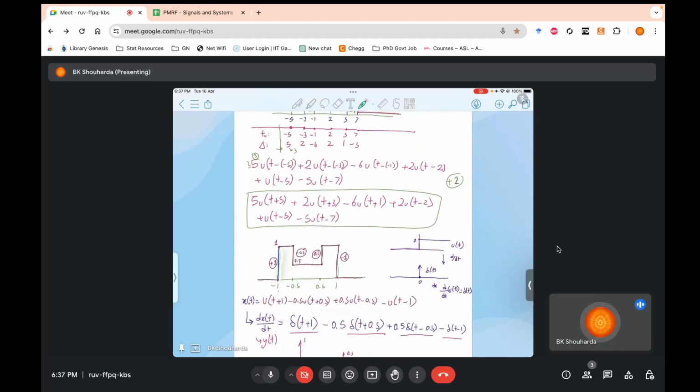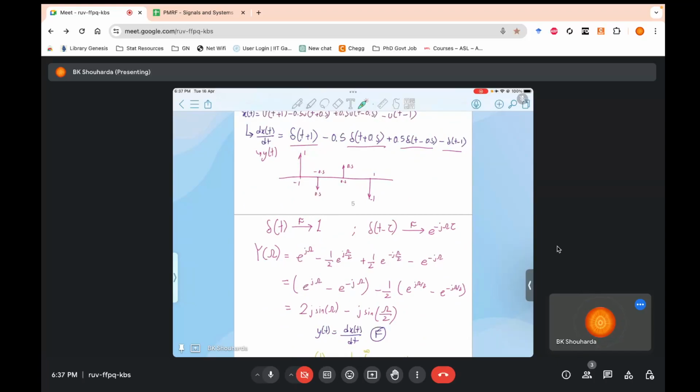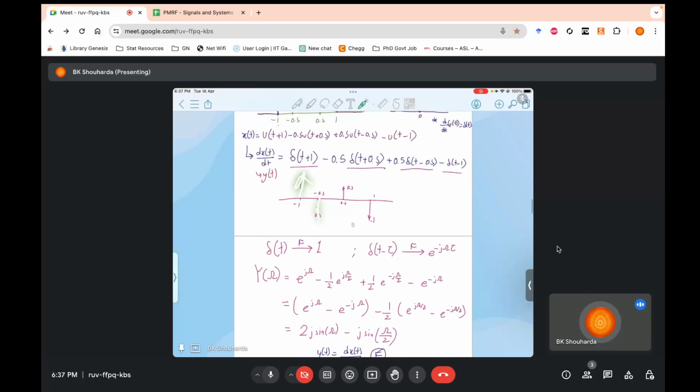Here I had taught how to write a given signal in terms of unit step function, and based on the derivative of a function you can write it in terms of impulses, and then it's easy to find the impulse Fourier transform. That's one shifted impulse gives e to the power minus j omega tau, so you can easily find this Fourier transform.